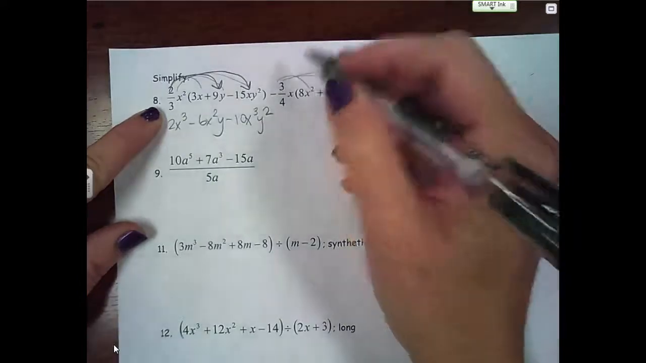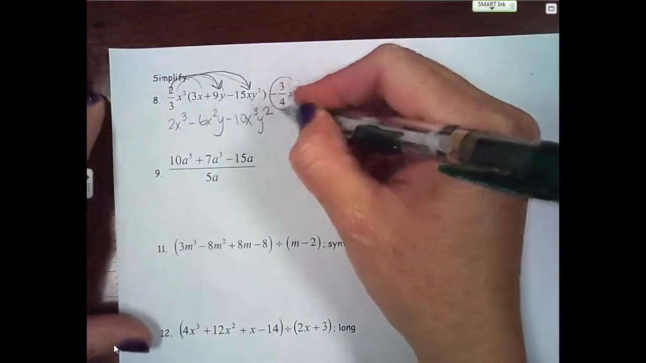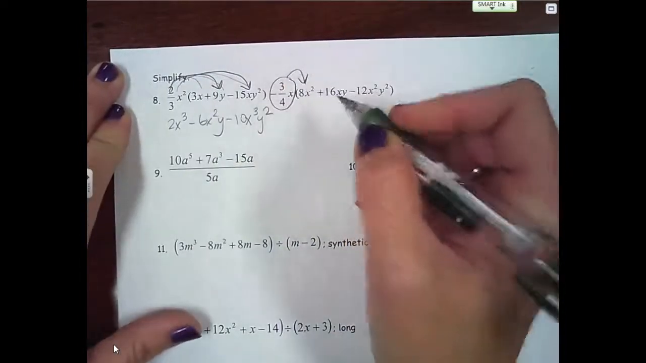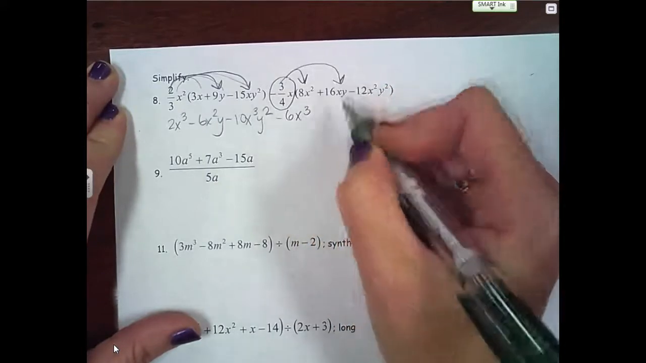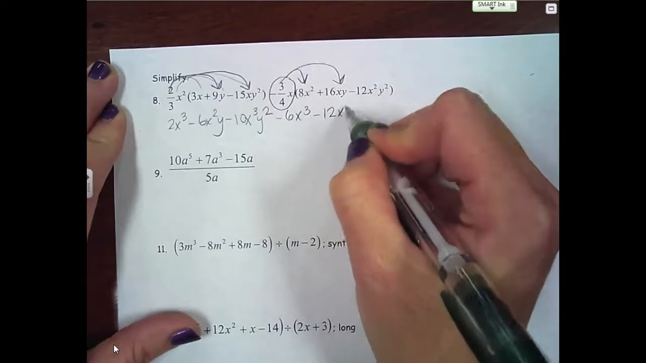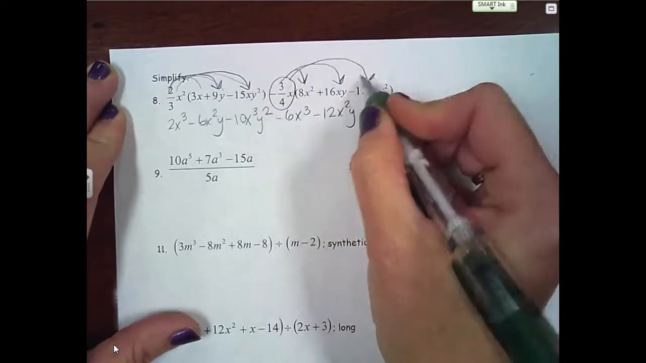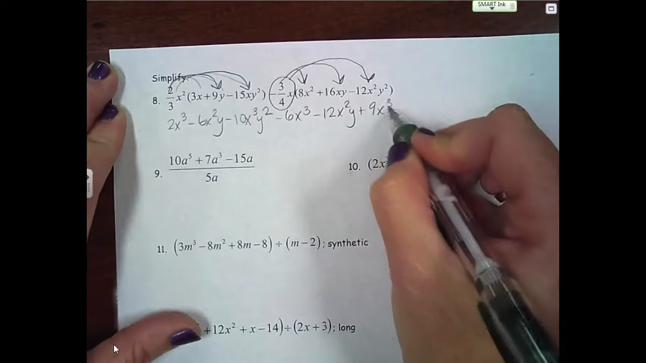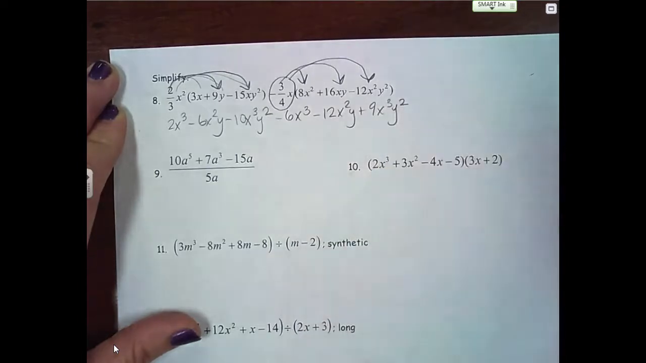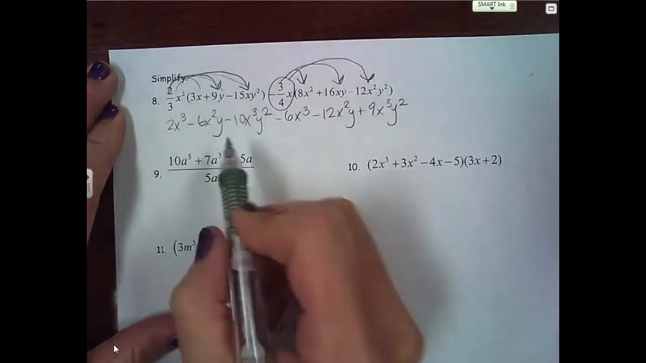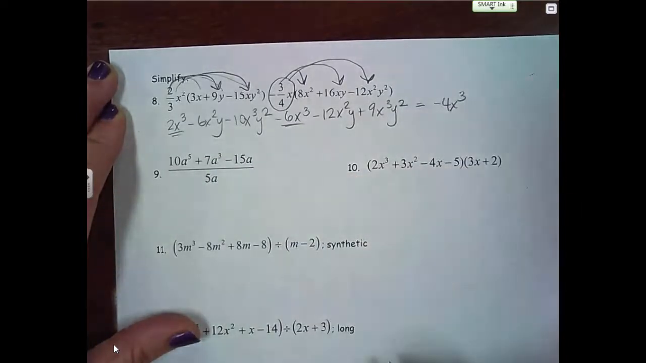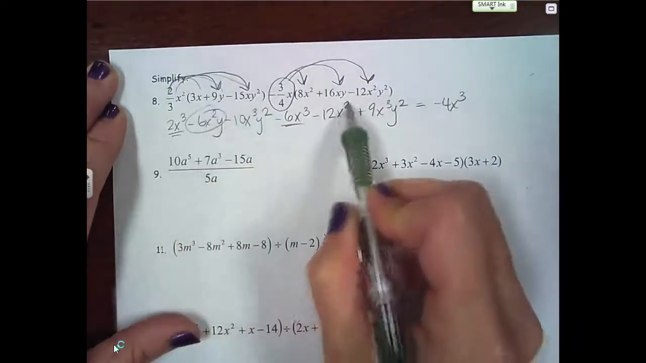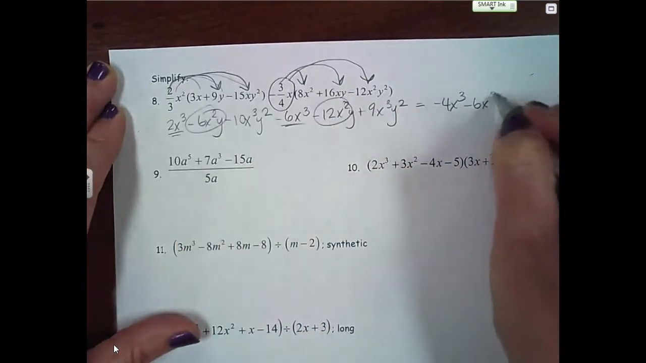In the next part, be very careful and keep in mind that this is a negative 3/4. Which is going to give us negative 6x cubed minus 12x squared y, and then your last term would be plus 9x cubed y squared. And then you just combine like terms. So your cubes go together, giving you negative 4x cubed. Your x squared y's are going to go together, giving us negative 6x squared y.